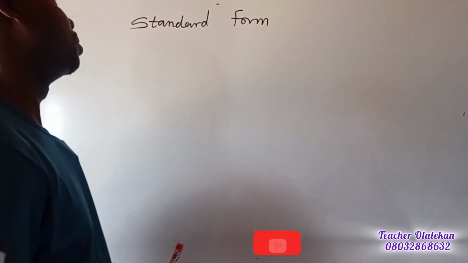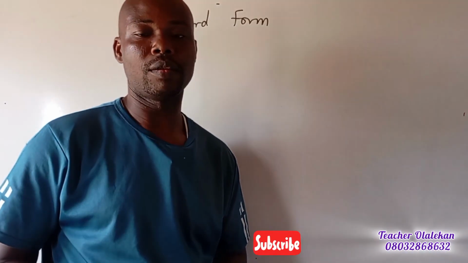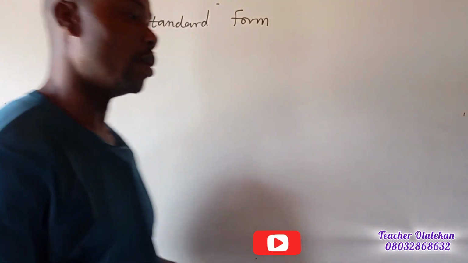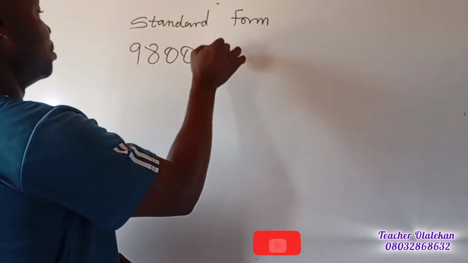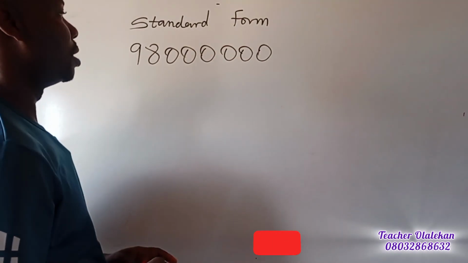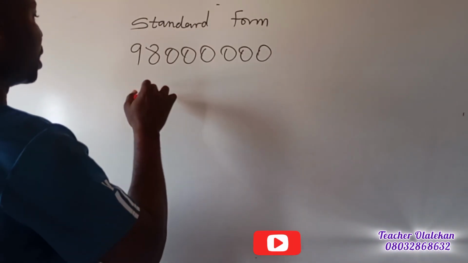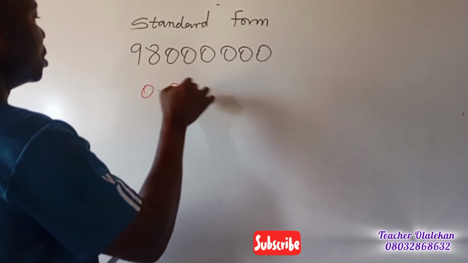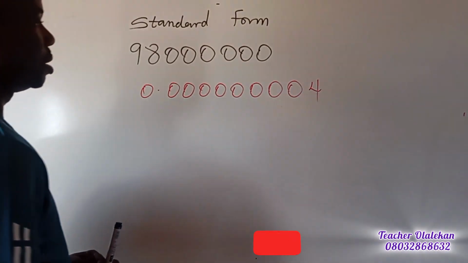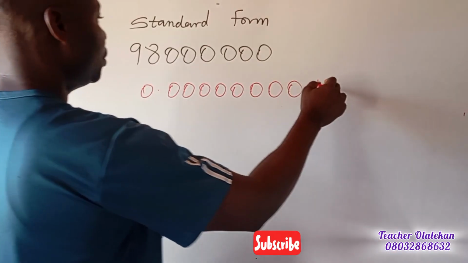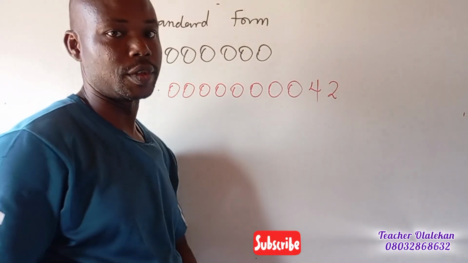So what is standard form? Standard form is actually a short way of writing a very long figure like, let's say, 98 million, and a very small figure like, let's say, 0.0000000 can be unlimited 4, or let's say 42, 0.00000, so unlimited 042.